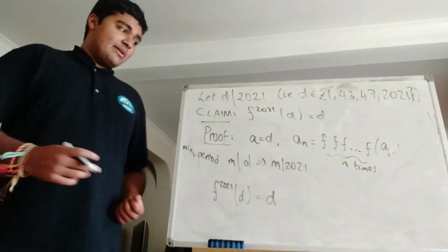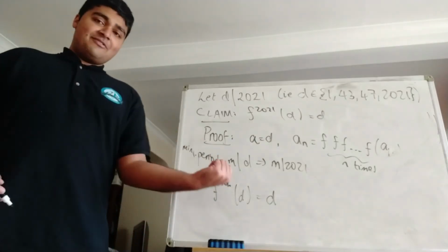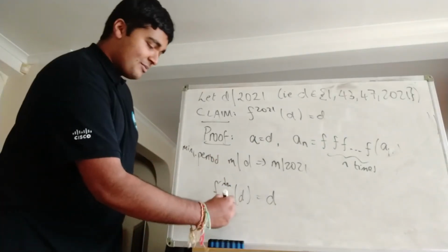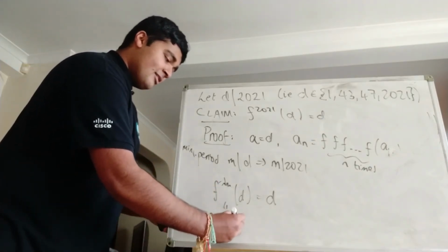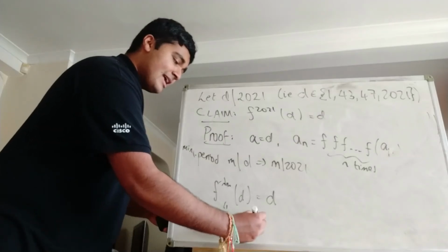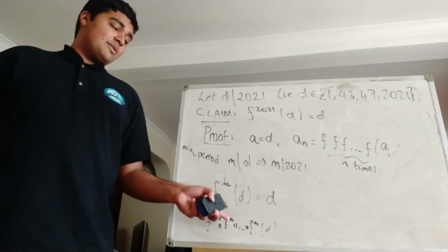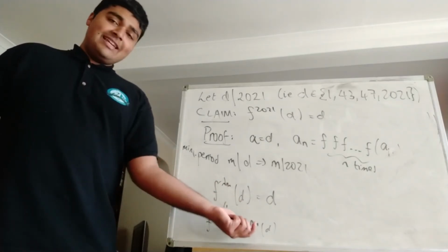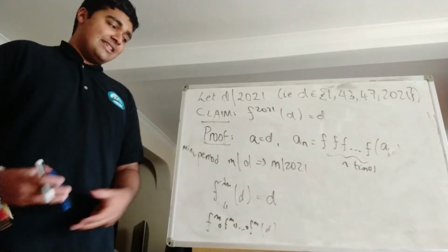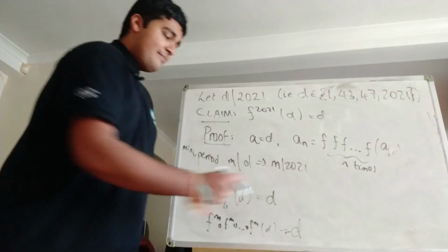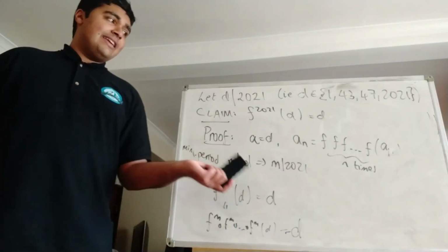Because remember, 2021 is just some multiple of m, so we can write it as lambda m. So we're doing f^m of d. One way of thinking about it is this is just f^m composed with f^m composed with, and so on a bunch of times, of d, and the number of f^m's we have is lambda. Well, notice that each of these f^m's is just the same as the identity function, so we're just doing the identity function on d a bunch of times, and of course that will equal d. So this proves our claim, f to the 2021 of d equals d, and this holds true for any interesting function f.